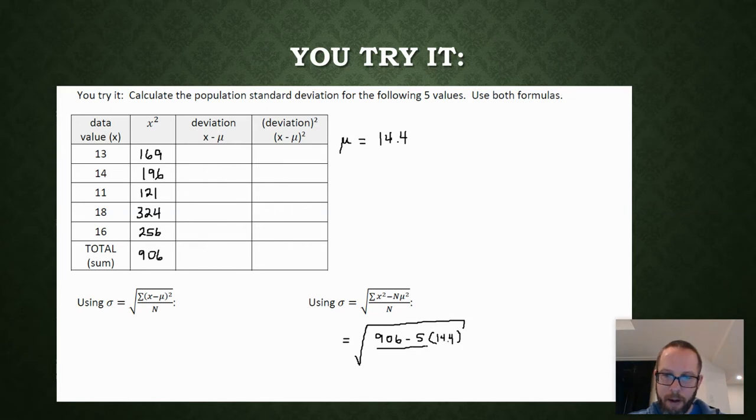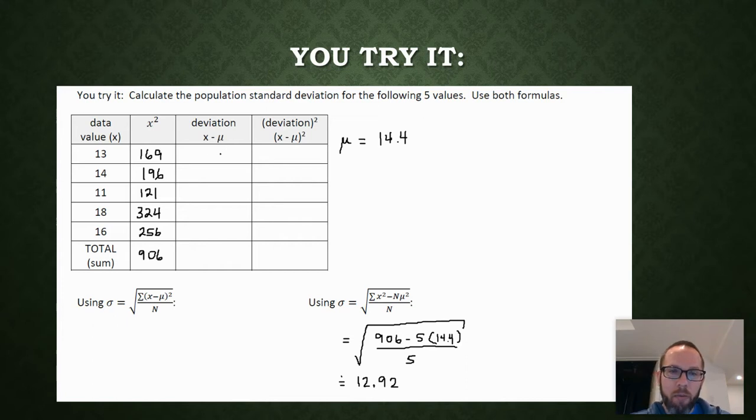And divide by the population size, and then square root it all. Most of you could probably handle this in one step on your calculators. For the top, I got 834 divided by 5 and square root, about 12.9. Say 12.92. So I'm expecting to get the same result if I use the other formula. Let's try that out.